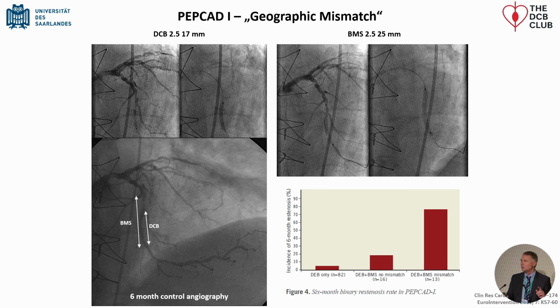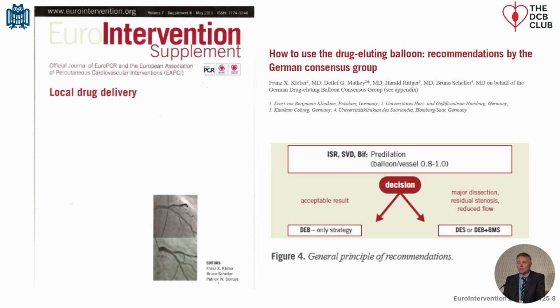Franz Kleber included most of the patients in this trial, and the result was surprising. Number one, the majority of lesions, about 80%, could be treated by DCB only. There was no need for additional stent implantation. And number two, those lesions that required stent implantation did not do really well. So this was one of the important lessons and was the precondition to develop this concept of DCB only, that we do first lesion preparation and then decide if this lesion requires stenting or if it's possible to treat it without stent implantation.